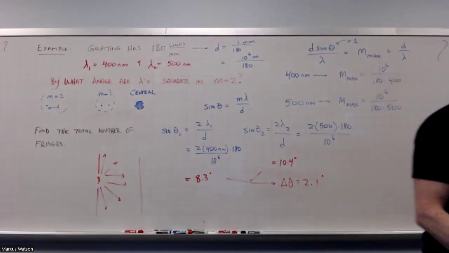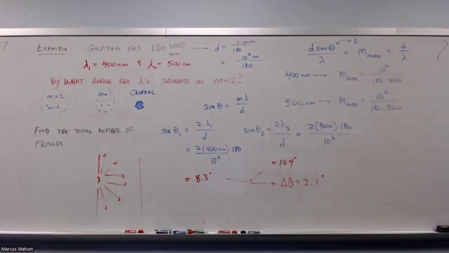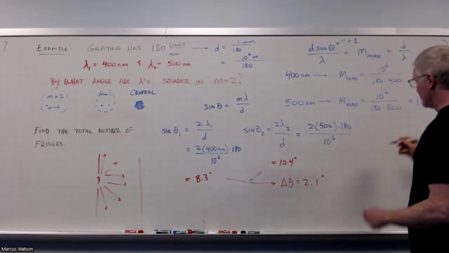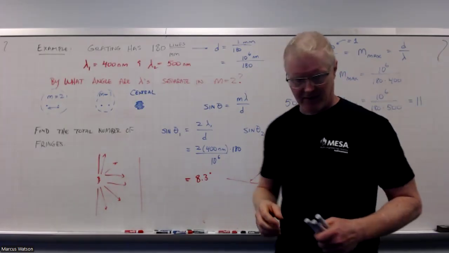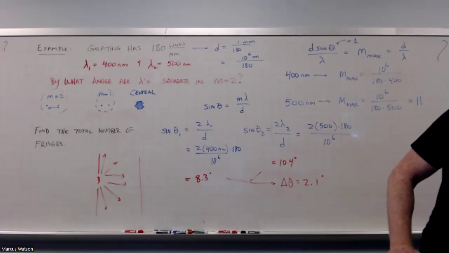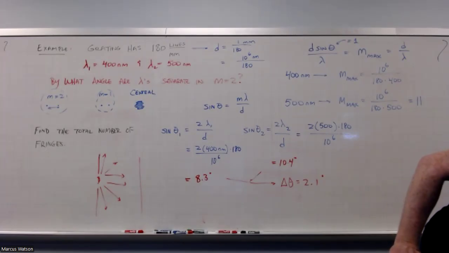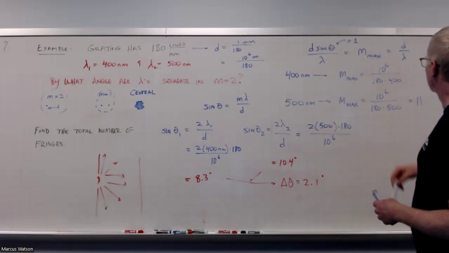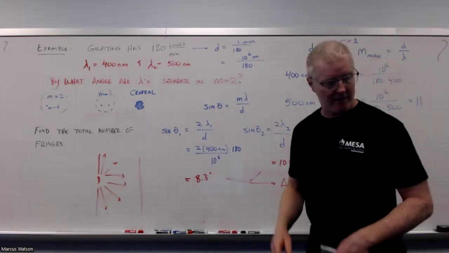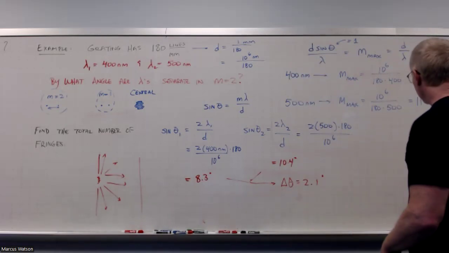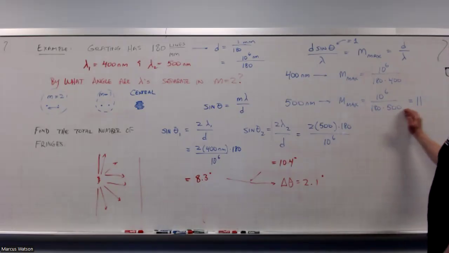Okay, so if I run these numbers out real quick, what I end up finding is about 11 for this one. I found 11. It doesn't look like I went ahead and did the other one for the 400. I did the 500, but not the 400. So it's probably 11-ish or possibly 12. I don't actually know the answer to that, and I don't seem to have my calculator with me. All right, so I would expect 11 fringes.